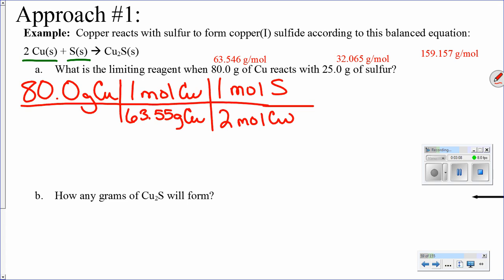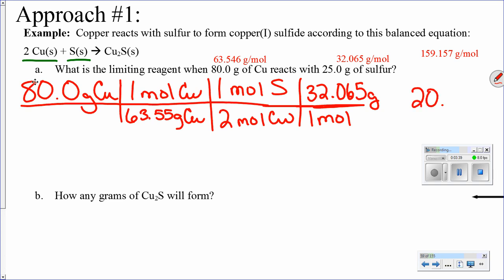And then I want to find out how many grams this is so I can compare it to the number of grams of sulfur that I'm given. So 1 mole of sulfur is 32.065 grams of sulfur. So mathematically what you're doing here, you're going to do 80 times 32.065, and you're going to divide that by 63.55 times 2.